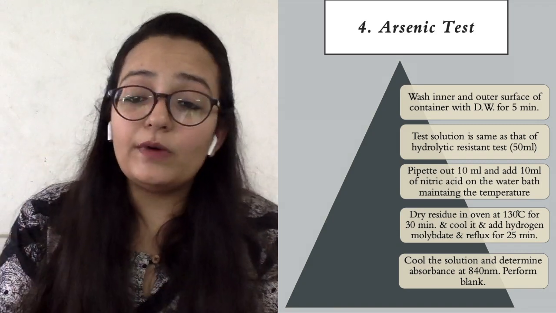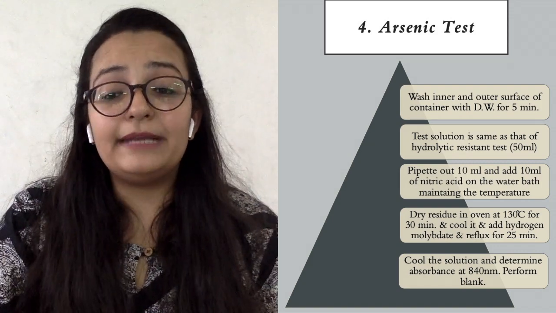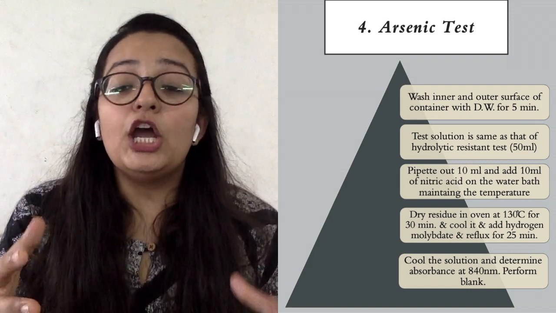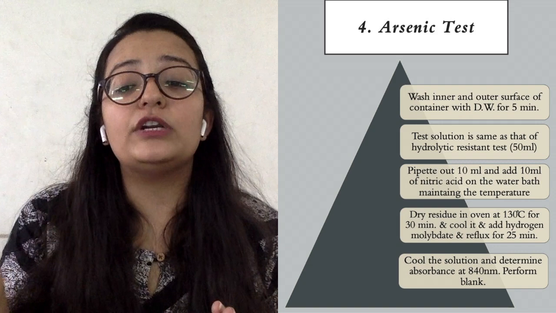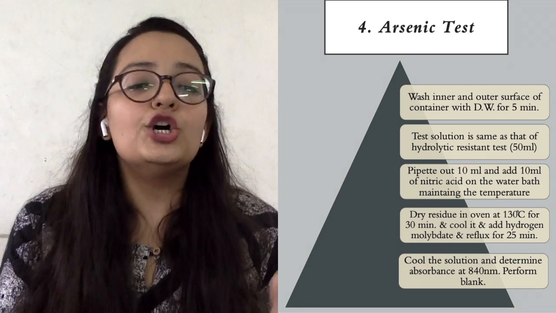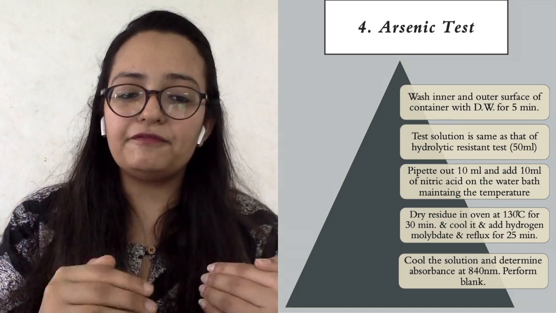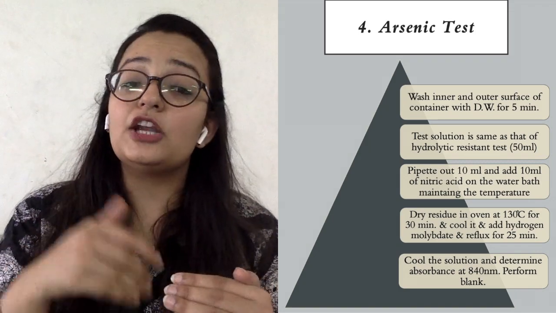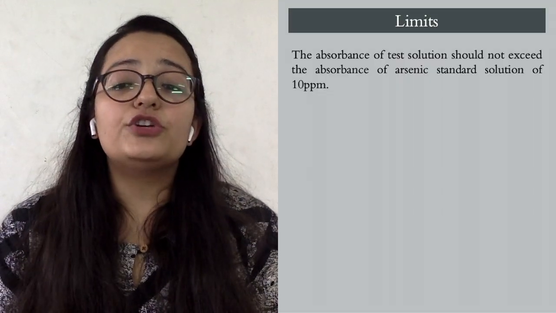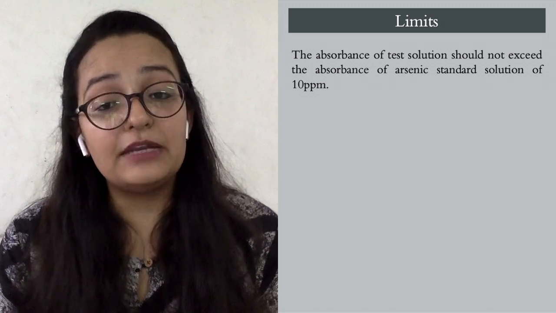Dry the residue in an oven at 130 degrees Celsius for 30 minutes and cool it. Add hydrogen molybdate and reflux for 25 minutes. Cool the solution and determine the absorbance at 840 nanometer and perform the blank. Compare the absorbance with the standard limit. If it complies with the limit, it passes the test. If it does not comply with the limit, it fails the test. The absorbance of the test solution should not exceed the absorbance of the arsenic standard solution of 10 ppm.